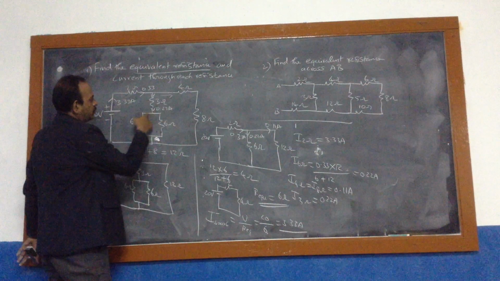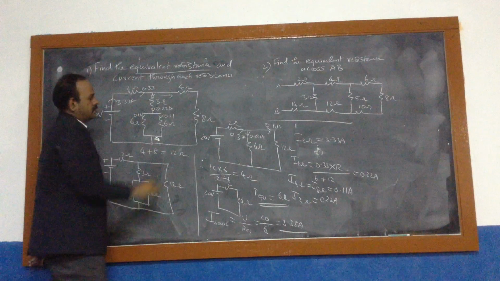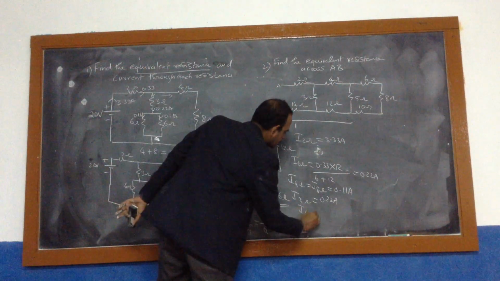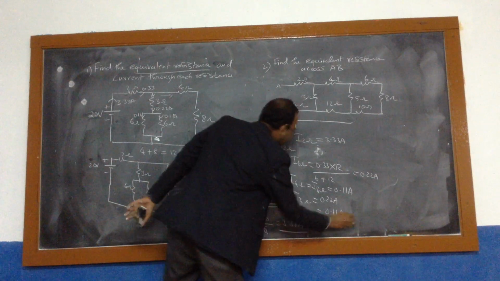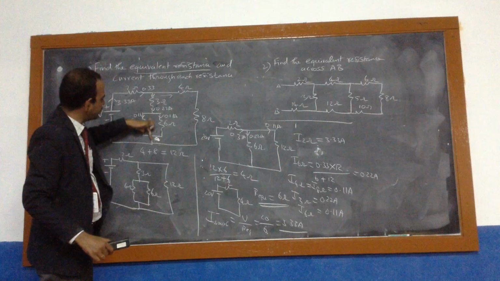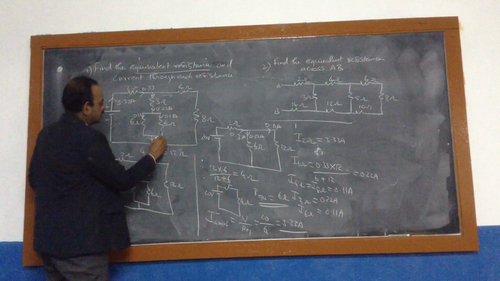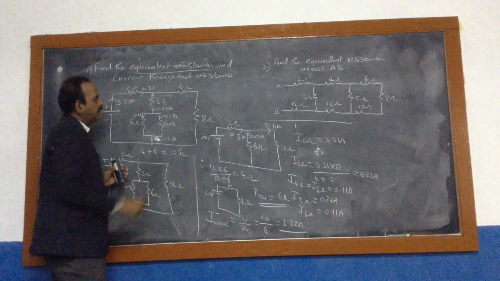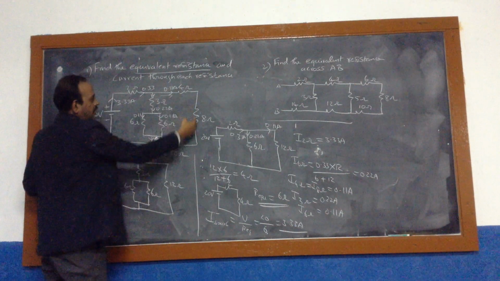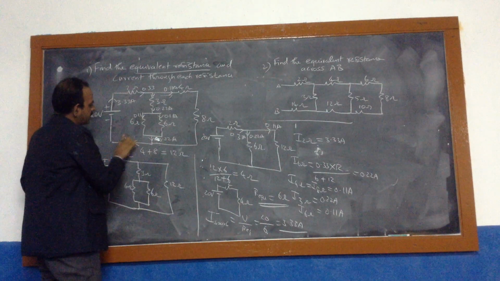So the current flowing through each 6 ohm is 0.11 amps. We can easily check this: 0.11 will come here, and 0.22 will come here as well. Both will be added, and it flows on from here.